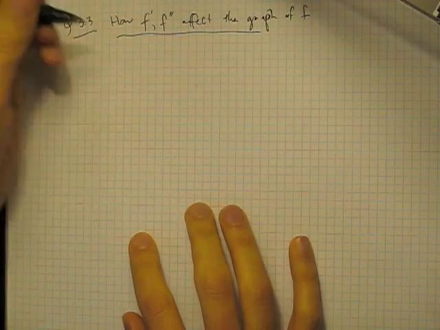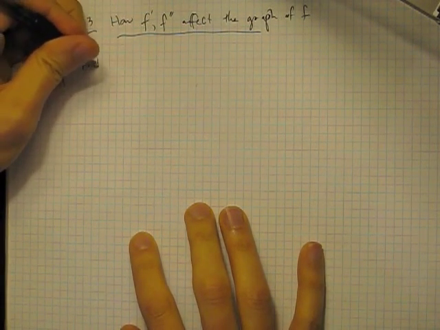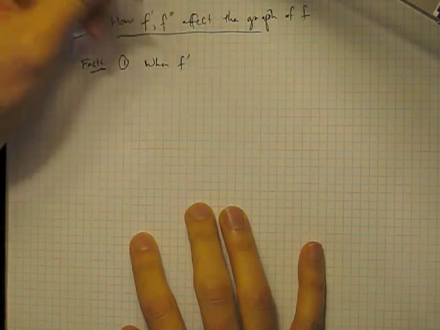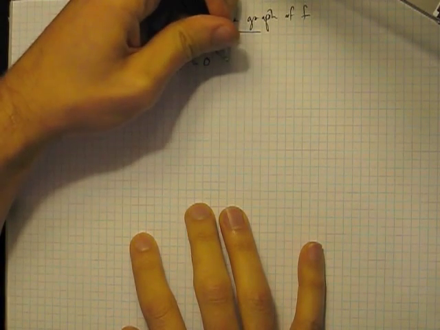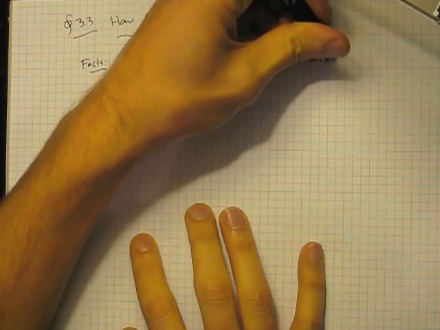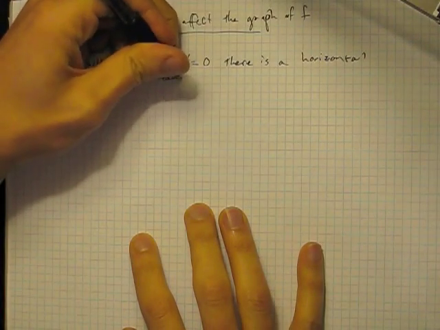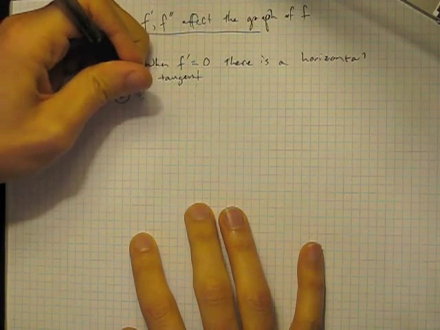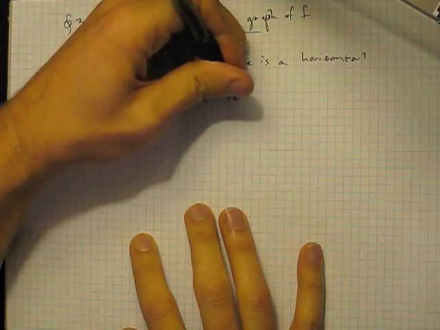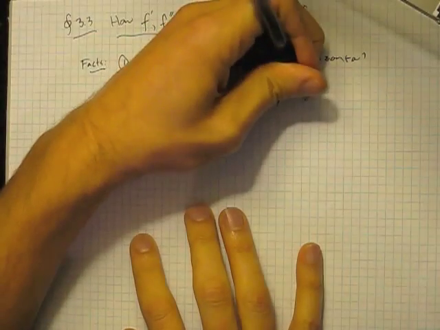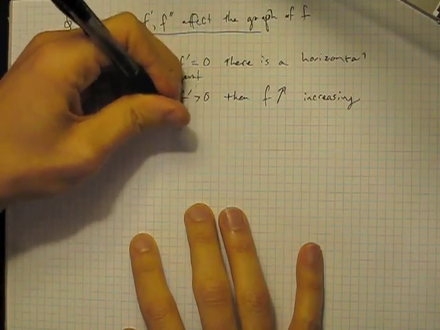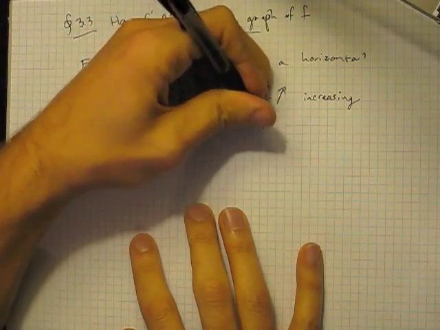So let's start off with some facts. We know that when f prime equals 0, there is a horizontal tangent line. So horizontal tangent. We know that when f prime is positive, then f is increasing. And we know that when f prime is negative, then f is decreasing.